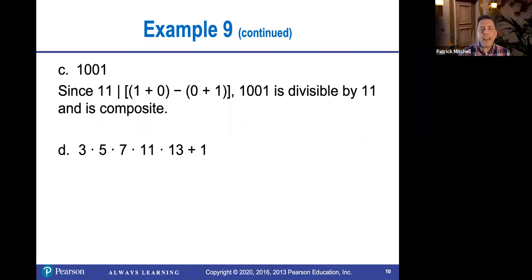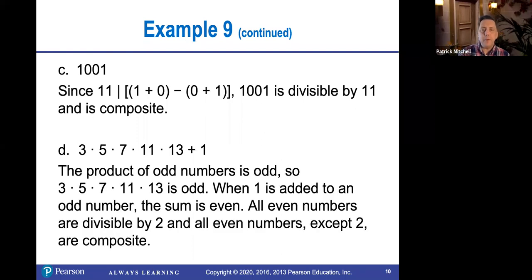But what we can say instead is look at 3 times 5 times 7 times 11 times 13. Those are all odd numbers. And when you multiply a bunch of odd numbers together, you get another odd number, okay? And then when you take an odd number and add 1, you get an even number. So this number is even. It's divisible by 2. That makes it composite.